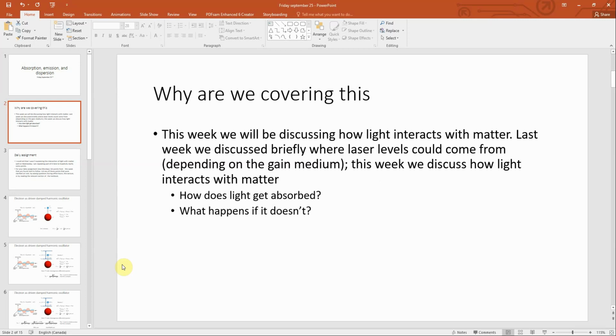Last week we looked at these discrete energy levels that atoms and molecules can have, and solids can have these bands. We want to understand, when light comes in, what happens if it has the energy to excite one of these transitions, so it's equal to one of these discrete energy levels, or what happens if it's in between these levels, what happens if it doesn't get absorbed.